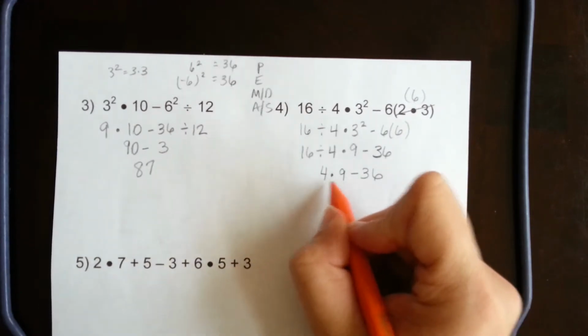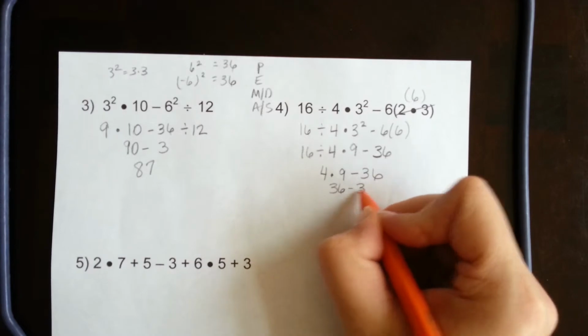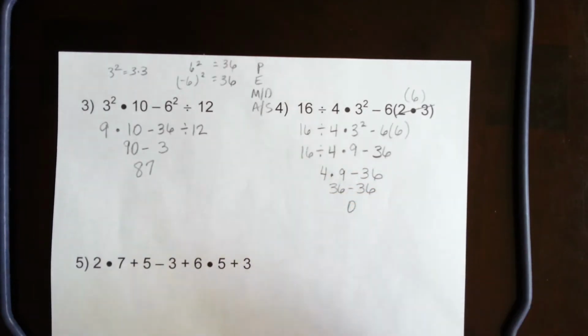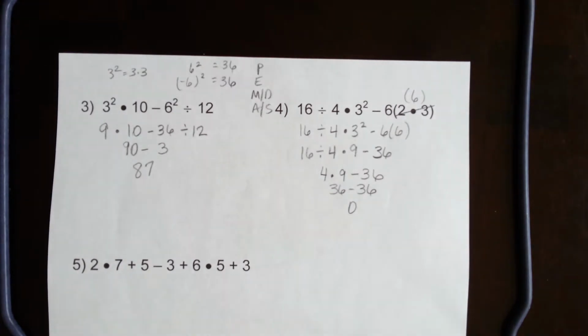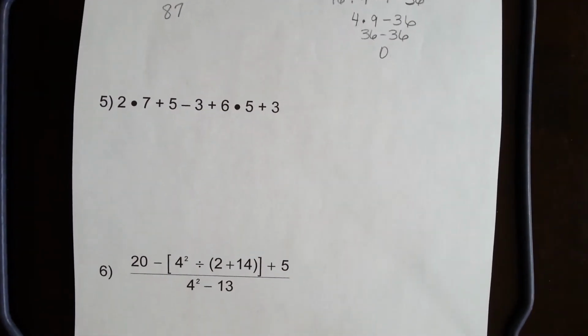Then we do our multiplication. 4 times 9 is 36. So we have 36 minus 36. And in our case, when we do our subtraction, we're going to get 0. Hopefully you feel like you're getting the hang of it at this point. Let's look at number 5.